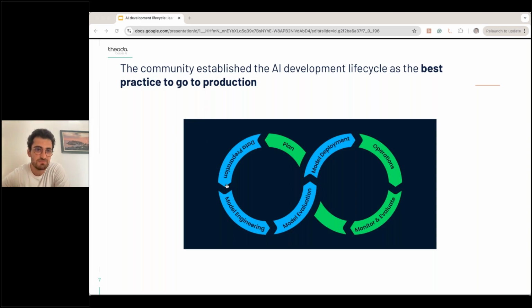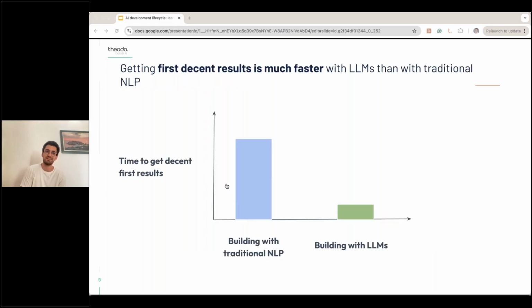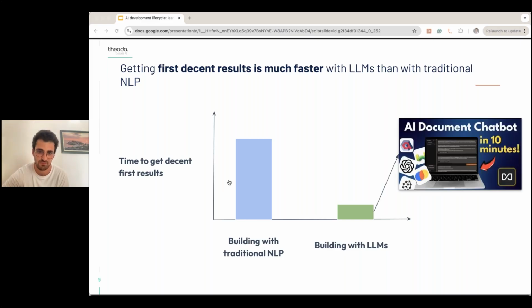And then ChatGPT and LLMs arise. And the massive change people noticed is that when building products, getting first decent results was much faster with LLMs than with traditional NLP. And since it was very easy to build stuff very fast, we saw a lot of videos like this where people were explaining how to build a product like a chatbot in a few minutes. Hours.